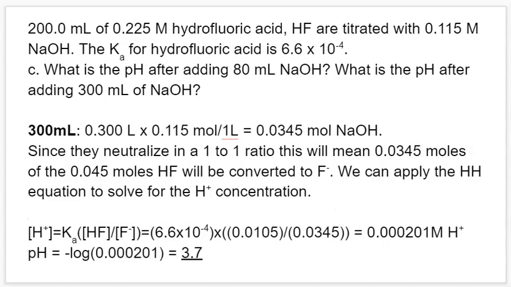Now we're basically going to apply all of the same logic for the 300 milliliter example. We're going to calculate first how many moles of sodium hydroxide were added using the volume and the concentration. And then we know that 0.0345 moles of the HF are going to be converted to F minus. So that's going to be my F minus moles in the equation. And then I can subtract 0.0345 from 0.045 to get the amount of HF left, which will be 0.0105. And then I can do all the math. I end up with 0.000201 molar hydrogen ion concentration, which I can then negative log to get a pH of 3.7.